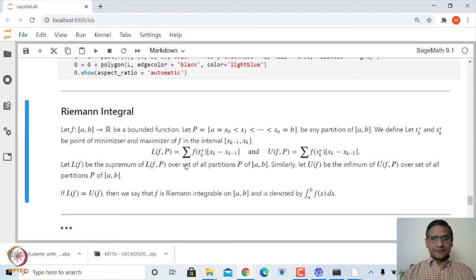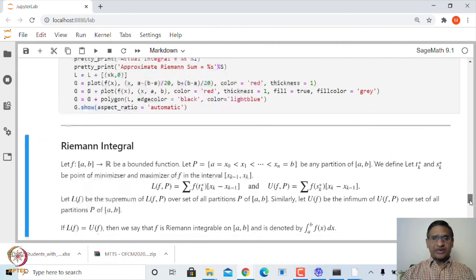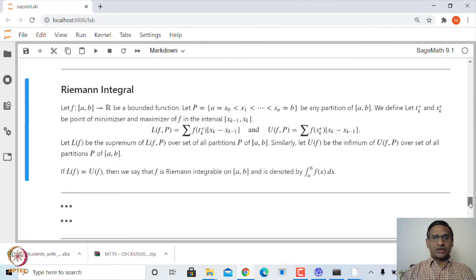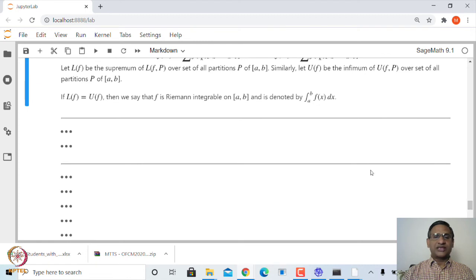The problem here is that finding x_k star and f(x_k star) will be a somewhat tedious process, but in case the integral exists, then you can divide this interval into, let us say, n equal parts, and you take n very large, then the value of this Riemann sum will be close to the actual integral. So, that is how one defines the Riemann integral of a function.